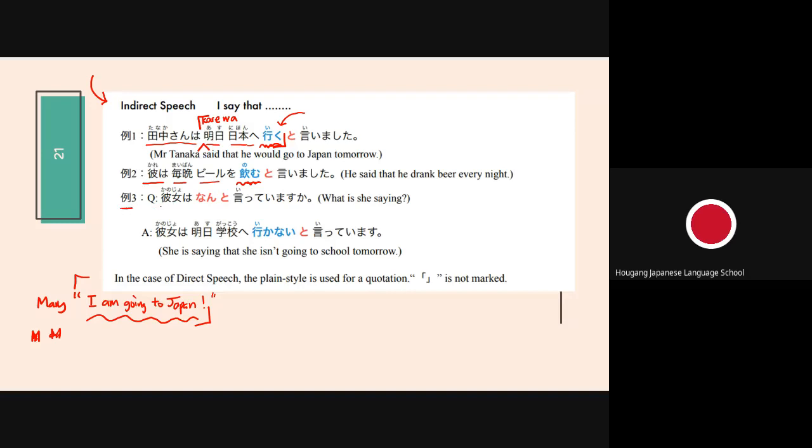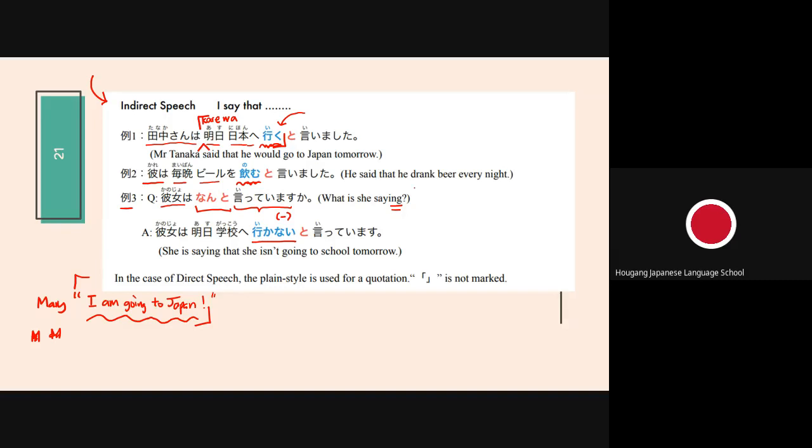Okay, 3番. 彼女は何と言っていますか? 言っています is the same as 言います, just the ing form only, right? She's saying what? What is she saying? Okay, remember to use 何と言います. 何と? Okay, not 何を. 彼女は明日学校へ行かないと言っています. She's saying she's not going to school. So you can use the nai form also, because the action she's doing is negative, right? Not going. So it's the nai form.